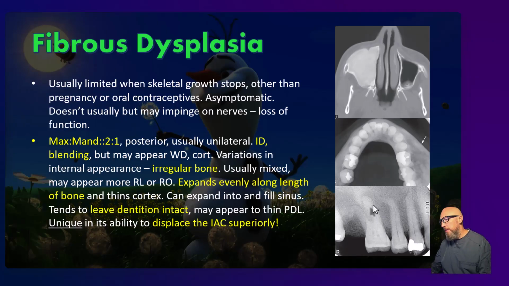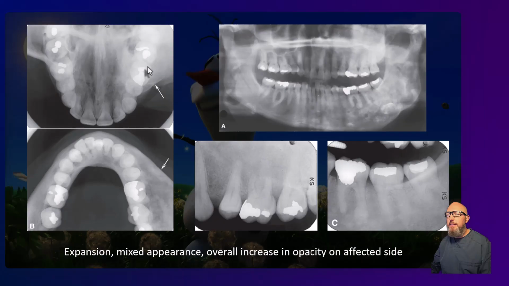It also displays a loss of lamina dura, but a lot of lesions can do that. It tends to leave dentition intact, even though it's growing around the teeth. And this is unique: its ability to displace the inferior alveolar canal superiorly. I used to say that was pathognomonic for it, but a month or two ago, I saw a lesion that did that that was not fibrous dysplasia. So most of the time you see the inferior alveolar canal displaced superiorly, it's going to be fibrous dysplasia, but not always.